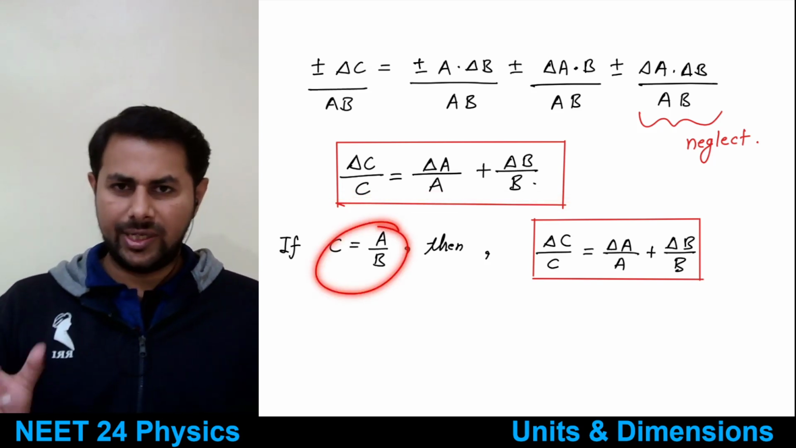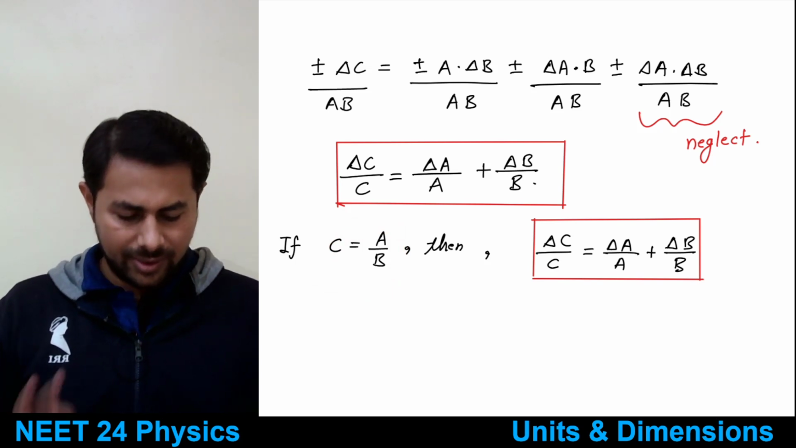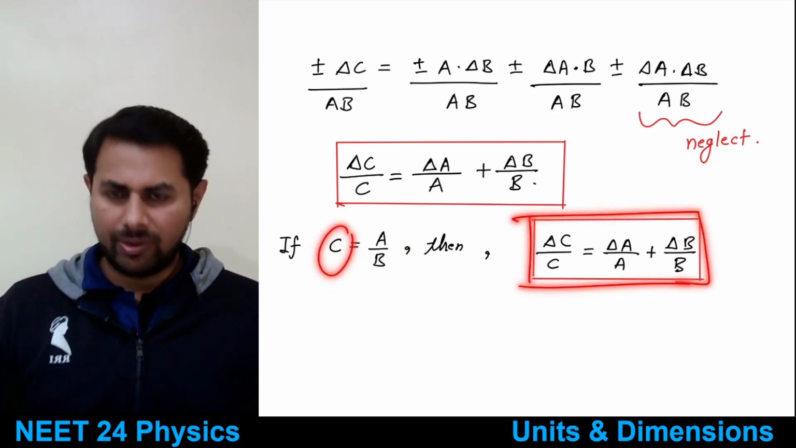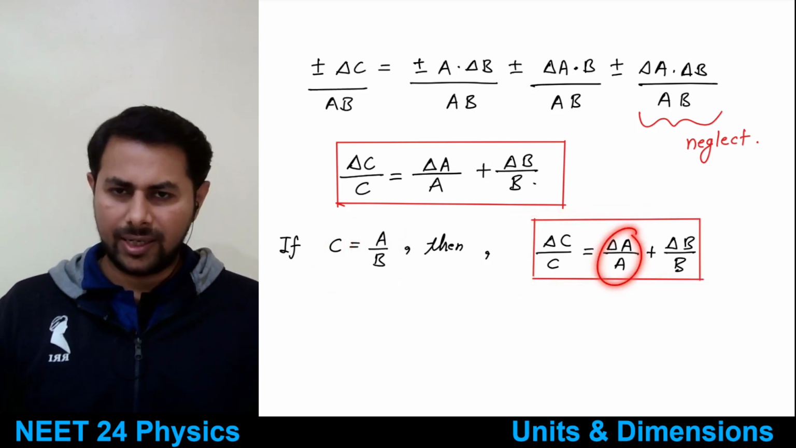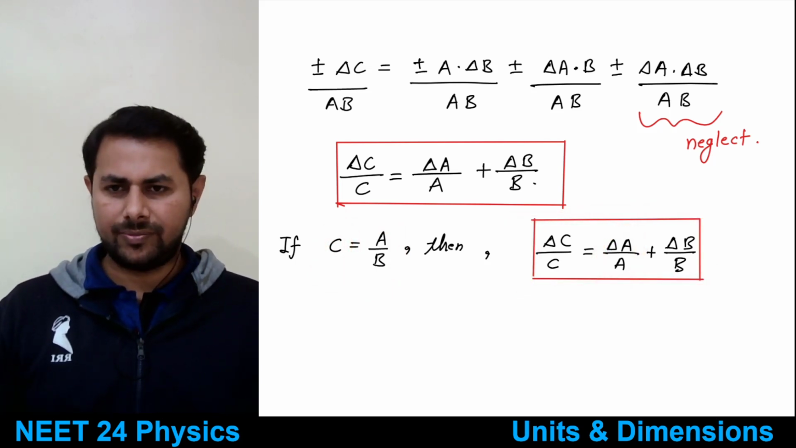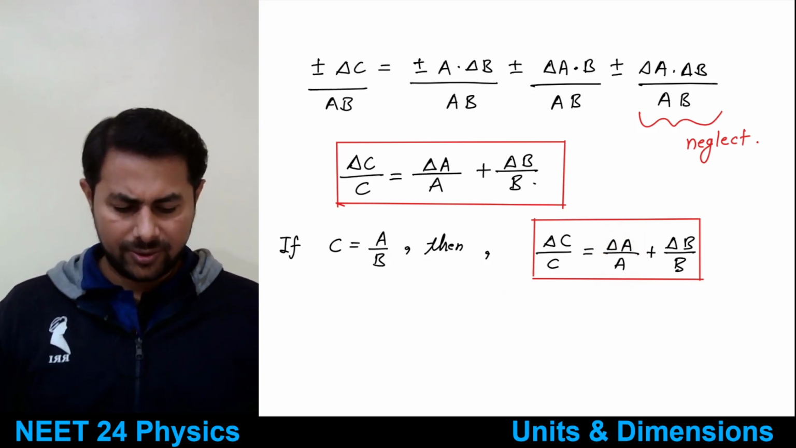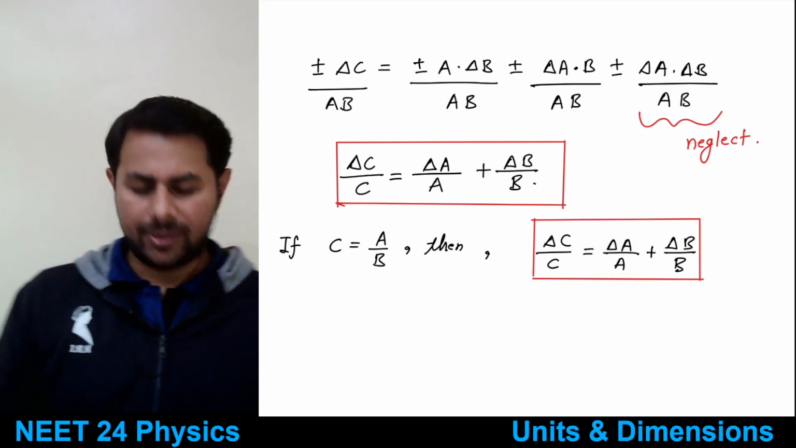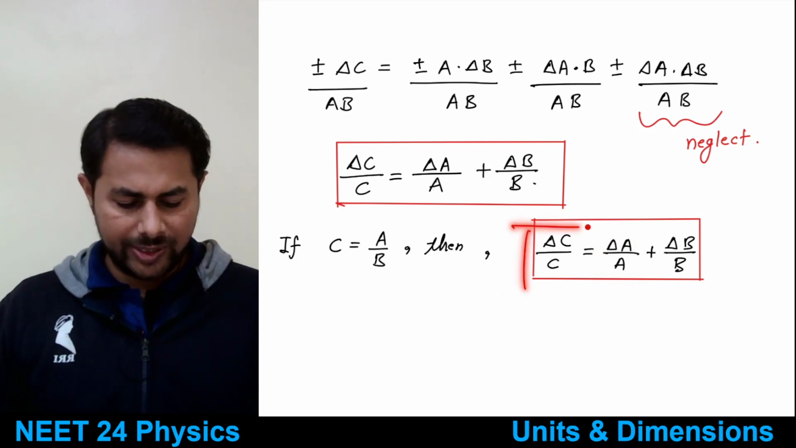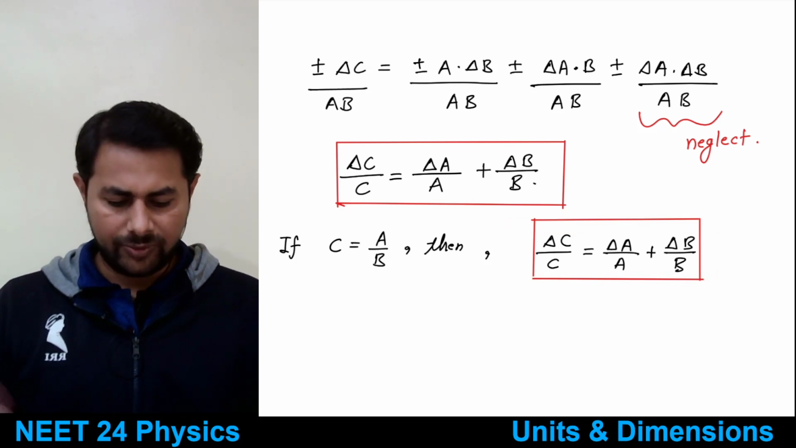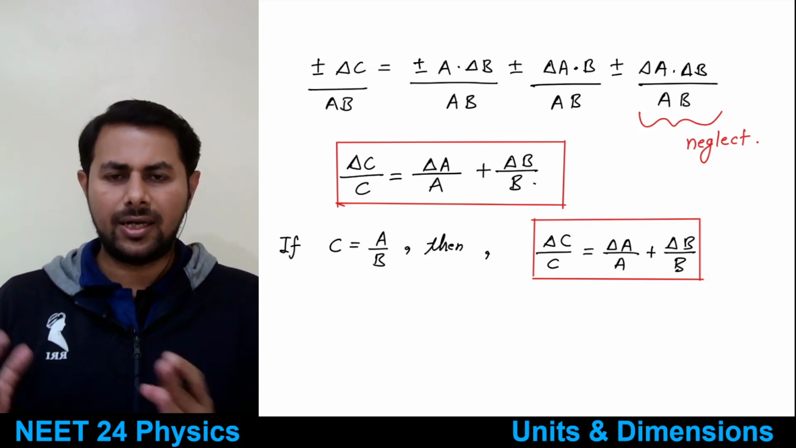Even if you have C equals A by B, then also the relative error in the resultant, that is C, will be equal to the relative error in A plus the relative error in B. This one I am not explaining, it's lengthy, but it's similar. So we just need to remember, in case of multiplication or division, relative errors are added up.